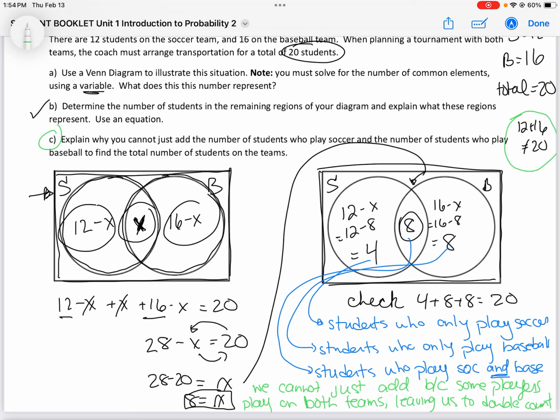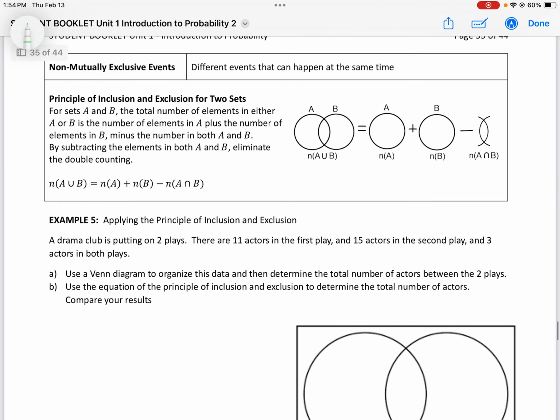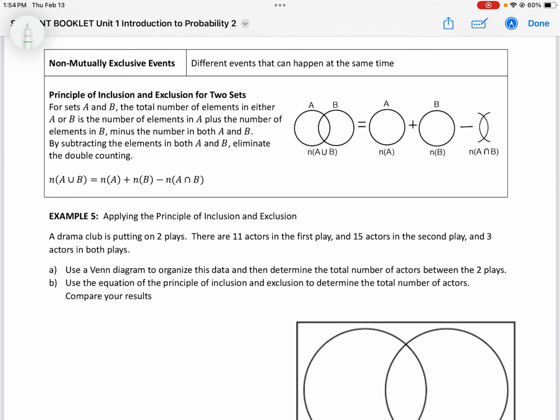That's why, if you think about it logically, 20 and 28, the difference was 8. Well, these middle people, we double counted those 8 individuals. Okay? Now let's specifically talk about non-mutually exclusive events. So that's when different events happen at the same time.